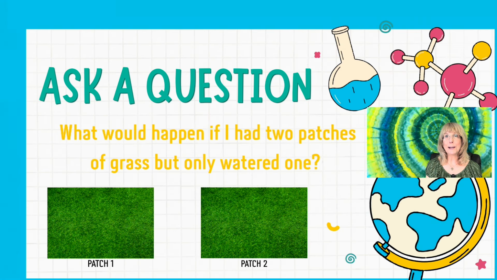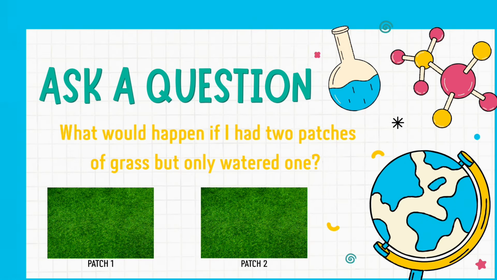Now let's see those steps in action. The first one, ask a question. So let's say you have noticed that when it doesn't rain for a while, the grass in your yard turns brown. This might cause you to wonder what would happen if you had 2 patches of grass and you watered one but not the other.